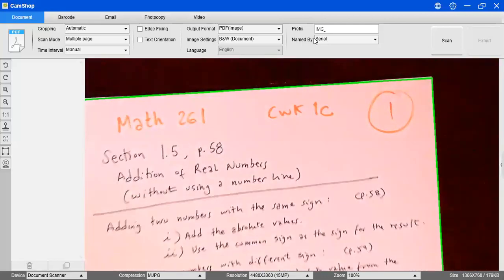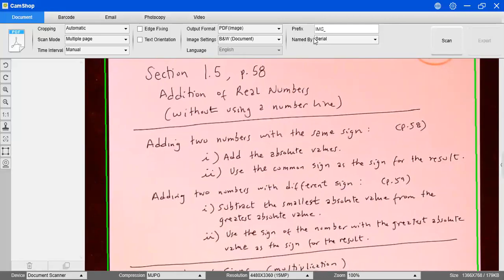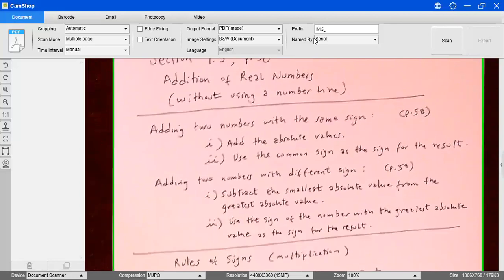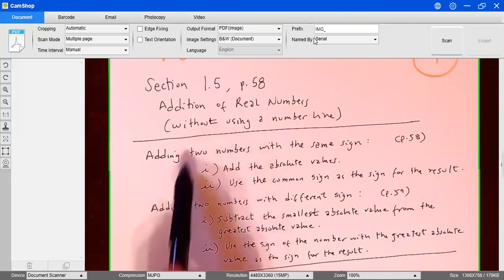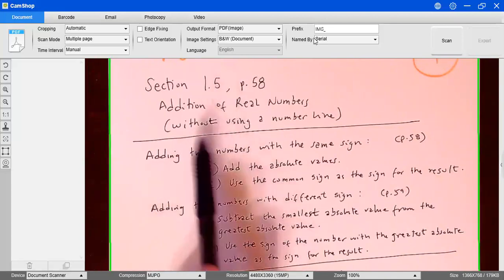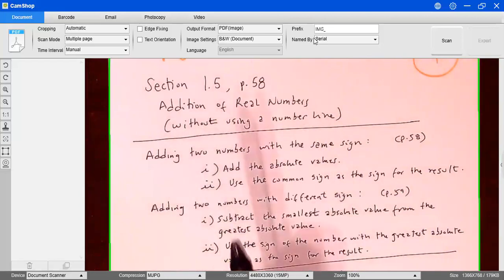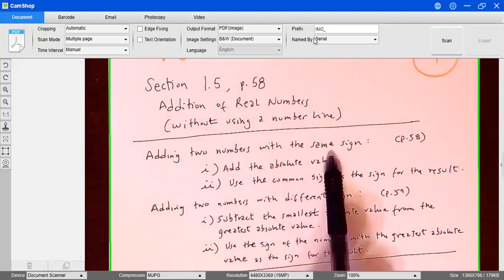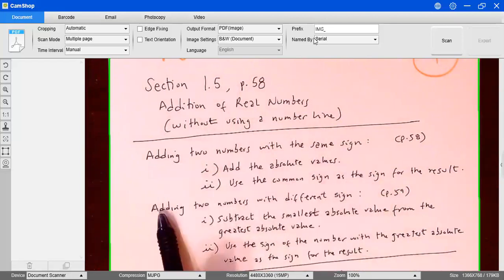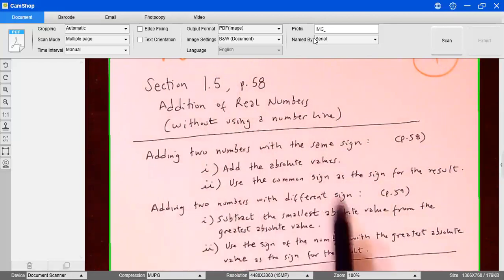So addition of real numbers for us is going to start on page 58. We're going to have two ways to add numbers without using a number line. So the first case is when you add two numbers with the same sign, and the second case is when you add two numbers with different signs.